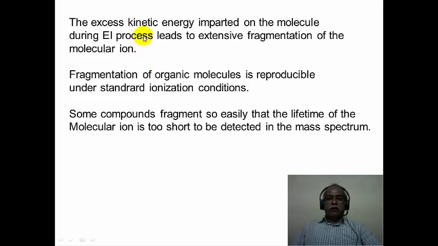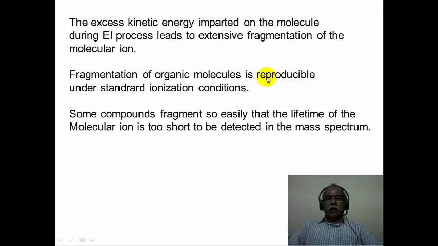Now, during the bombardment of the molecules with the 70 electron volt electron beam, there is a large excess of kinetic energy that is imparted on the molecule. The EI process leads to extensive fragmentation of the ion as a result of the excess kinetic energy given to the molecule. In other words, more than the ionization potential energy is applied. As a result, the excess energy takes the molecule into a higher vibrational state. From the higher vibrational state, of course, they undergo extensive fragmentation by breaking of bonds.